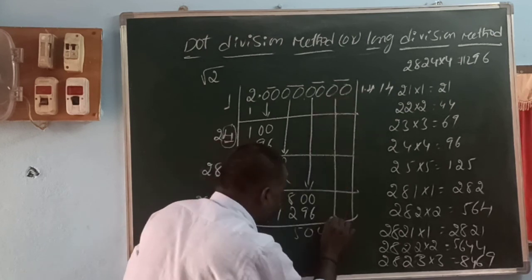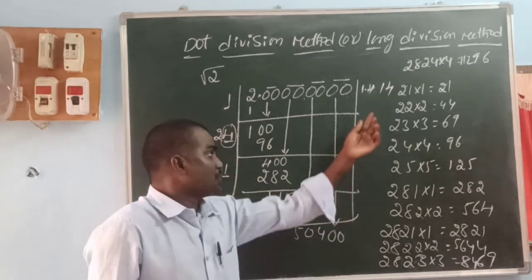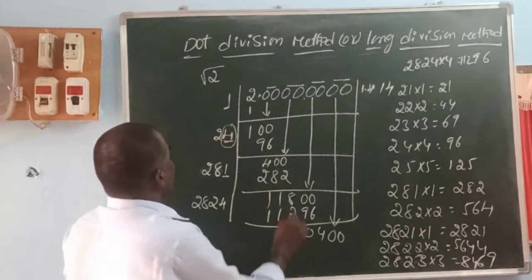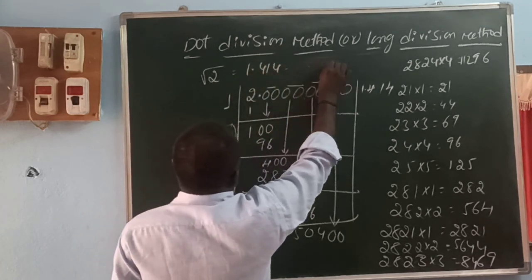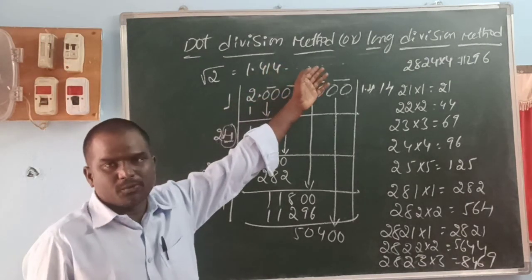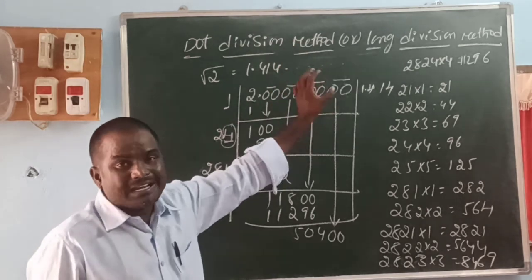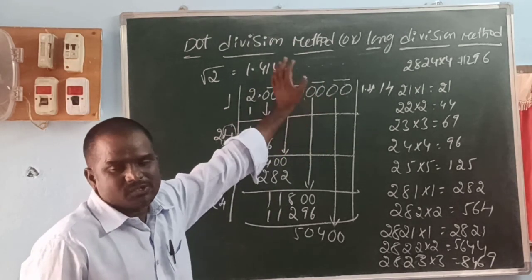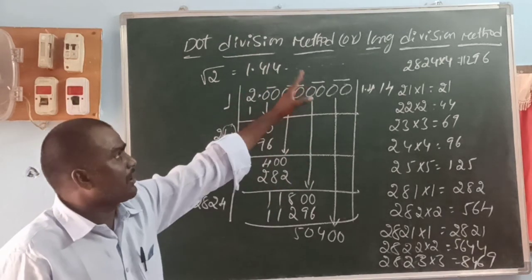Next draw another dot. Like that we can go on; there is no ending, the remainder never ends and we do not get a final quotient. So it is an irrational number. So here the root 2 value is 1.414 and so on. So this number cannot be written in the form of p by q. Numbers that cannot be written in the form of p by q are called irrational numbers. Here root 2 is an irrational number. So this is the way to find the root 2 value by using the dot division method, or long division method.